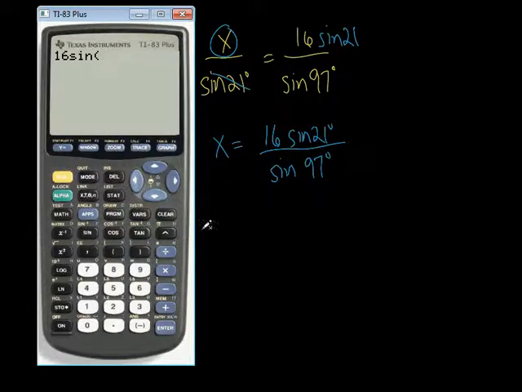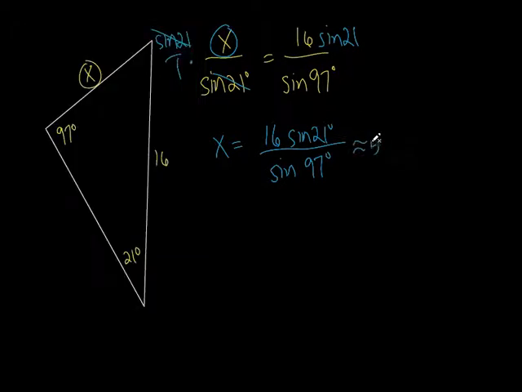So anyway, it's 16 sine of 21, divided by sine of 97. And then hit enter, and there it is, 5.77. Let's round it to 5.8. Why did I put little squiggly things there? It's approximately 5.8. It's not exactly 5.8. It's pretty close, though. 5.77, blah, blah, blah. So it's about 5.8. And that's what this value is right there, 5.8.